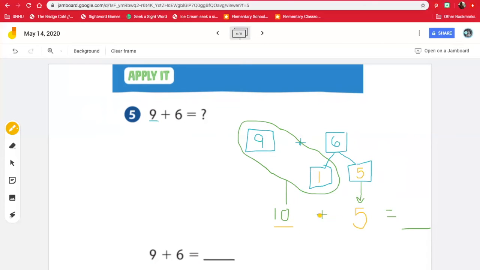10 plus 5. Let's count on in my head. Let's count on, and I will draw tallies to help. So we have 10, 11, 12, 13, 14, 15. So 10 plus 5 equals 15, which means 9 plus 6 also equals 15.